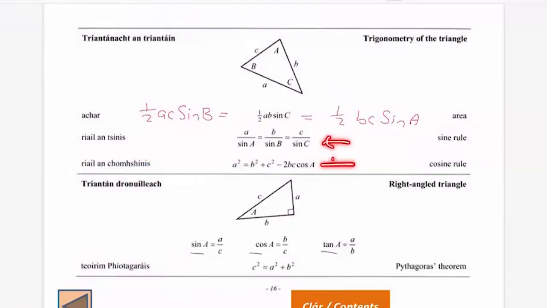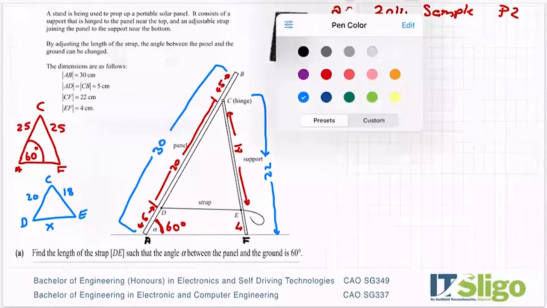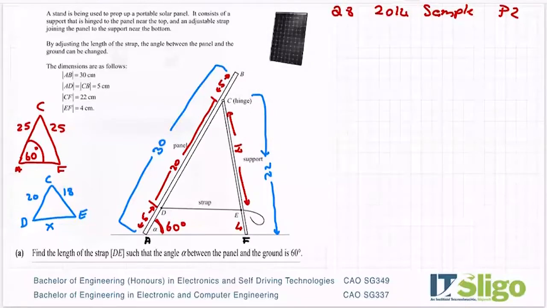So the sine rule and the cosine rule give you the same answer. It's just you'll only ever have enough information to use one of them. So therefore, it must be the sine rule.